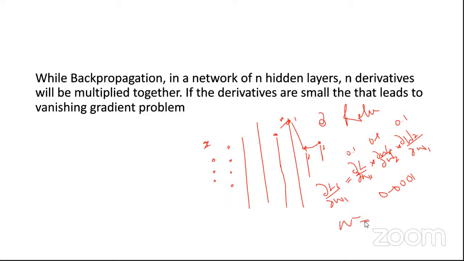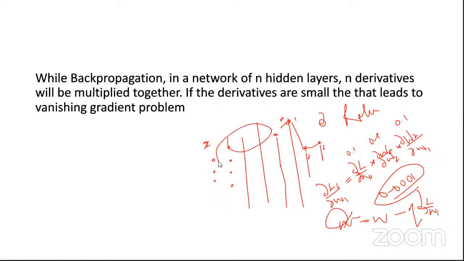New weight is equal to old weight minus eta into dou L by dou W1, where W1 is the weight. Whatever you are getting here is tending towards 0. When this is subtracted from the old weight, there will be no change. This is leading to no change in the initial value.